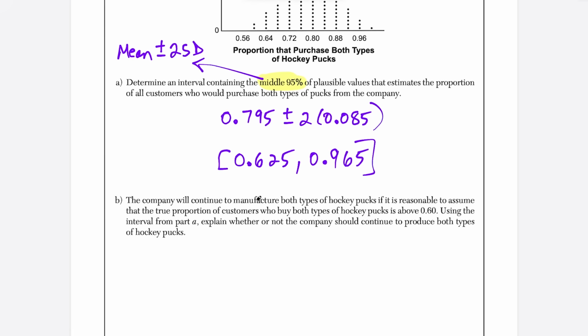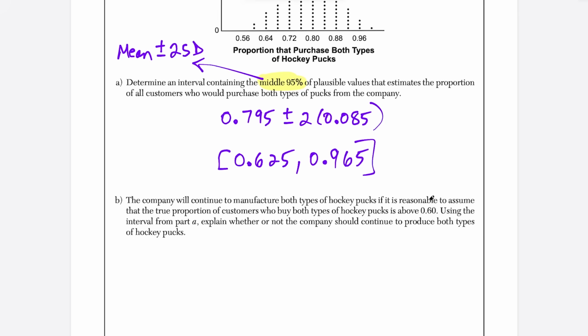Part B, the company will continue to manufacture both types of hockey pucks if it is reasonable to assume that the true proportion of customers who buy both types of hockey pucks is above 0.60. So using the interval from part A, we have to explain whether or not the company should continue to produce both types of hockey pucks. So this part here is definitely a little bit tricky, especially this part over here.